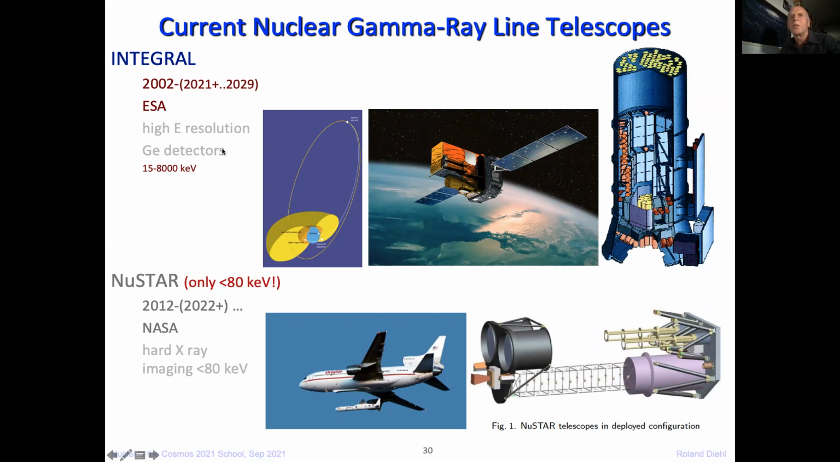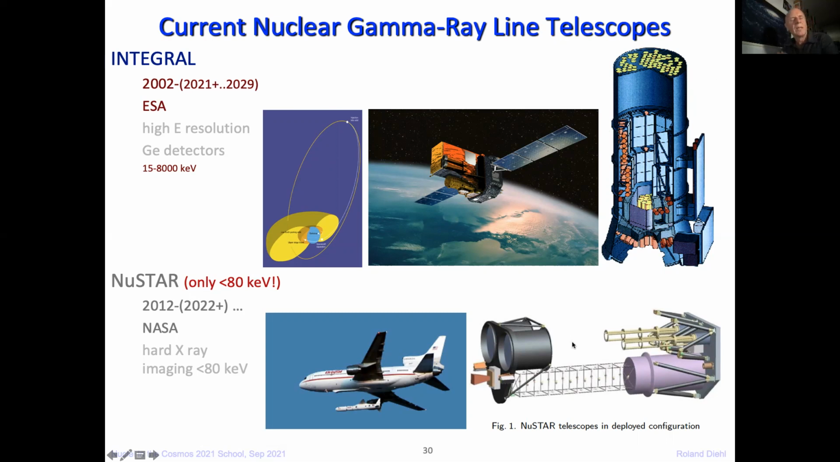Remember, this was planned only as a 3-year mission, and it's now in its 19th year. So the other observatory is NuSTAR. It is mentioned here because it also can observe nuclear radiation, because it has highly reflective mirrors that operate up to energies of 80 keV. And there you can actually make imaging, and 80 keV is the energy where a few nuclear transitions also occur.